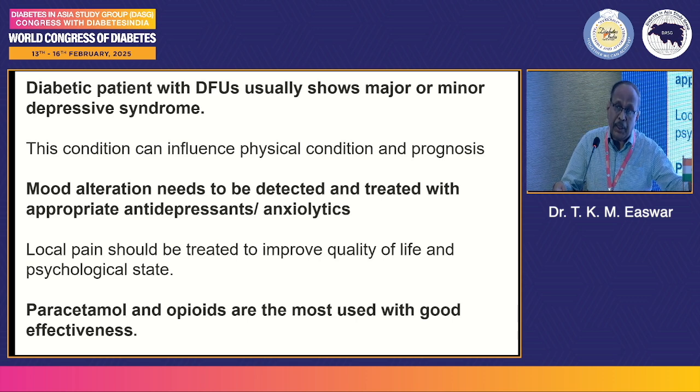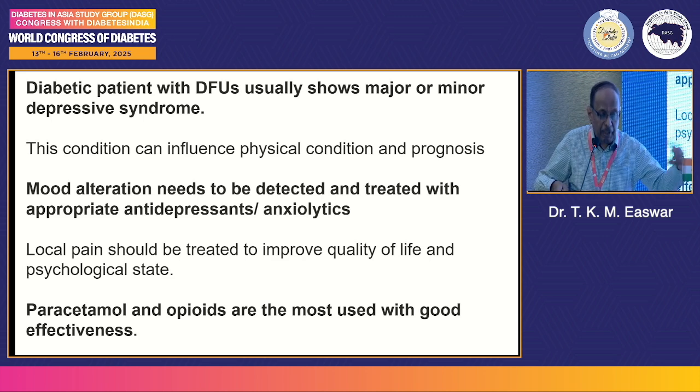This is a very, very important thing, that the person who was mobile suddenly has become immobile. He may be the earning member of the family, he's bedridden, and he feels that there is something wrong with him. So there is a major or minor depression, which definitely influences the physical condition and prognosis, and severe depression can lead to death also.